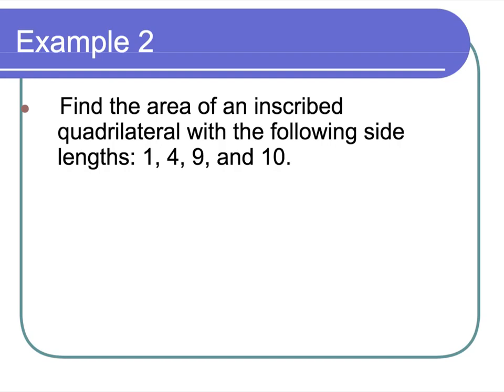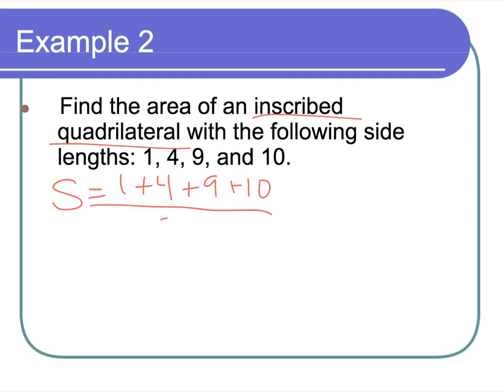All right, so we need to find the area of an inscribed quadrilateral with the following side lengths. The fact that it says it's inscribed means it is a cyclic quadrilateral, just another word for it. So I can use Brahmagupta's formula. First thing I have to find is my semi-perimeter. So 1 plus 4 plus 9 plus 10, so I've got 24 over 2, which is 12.